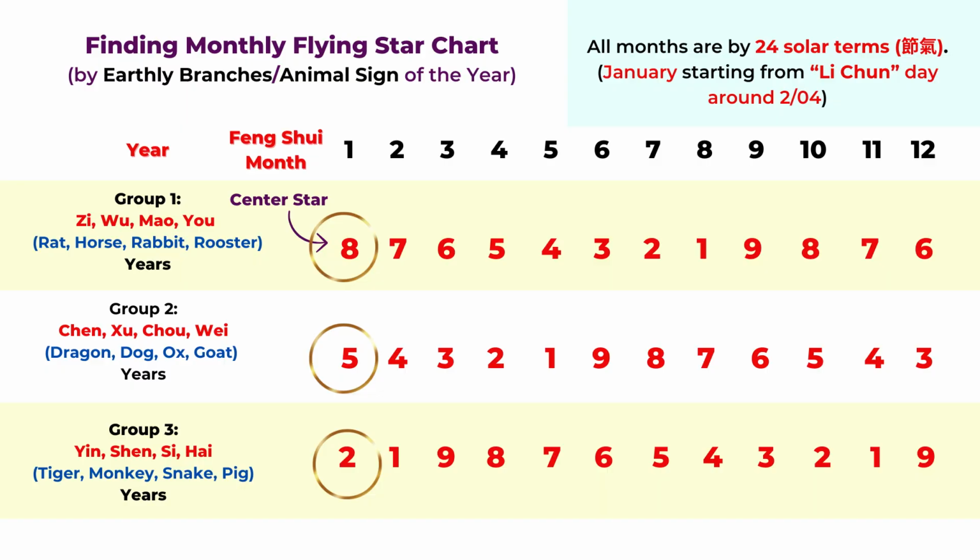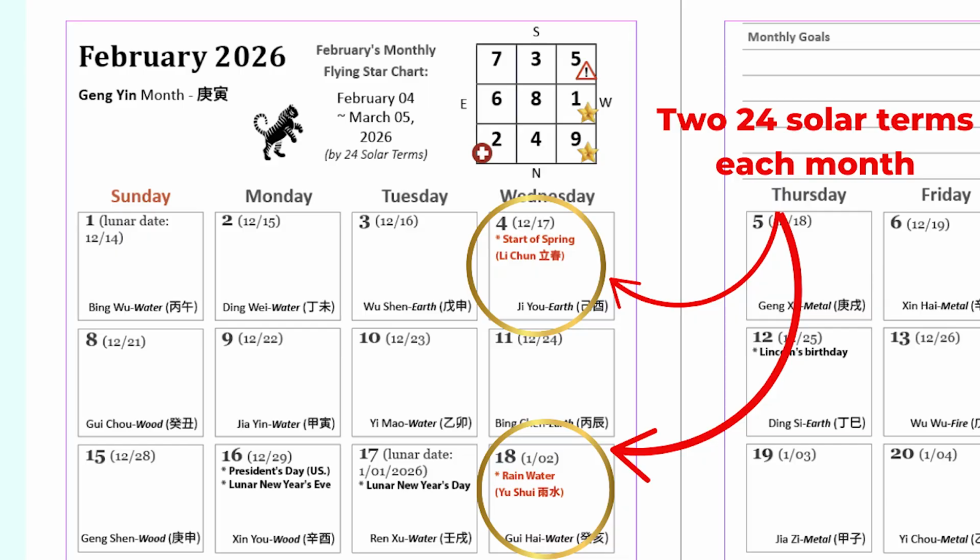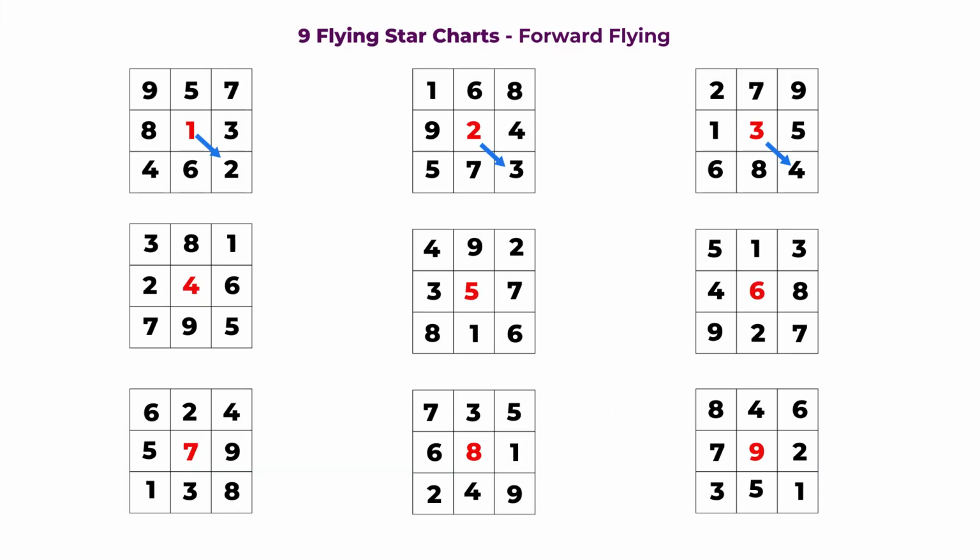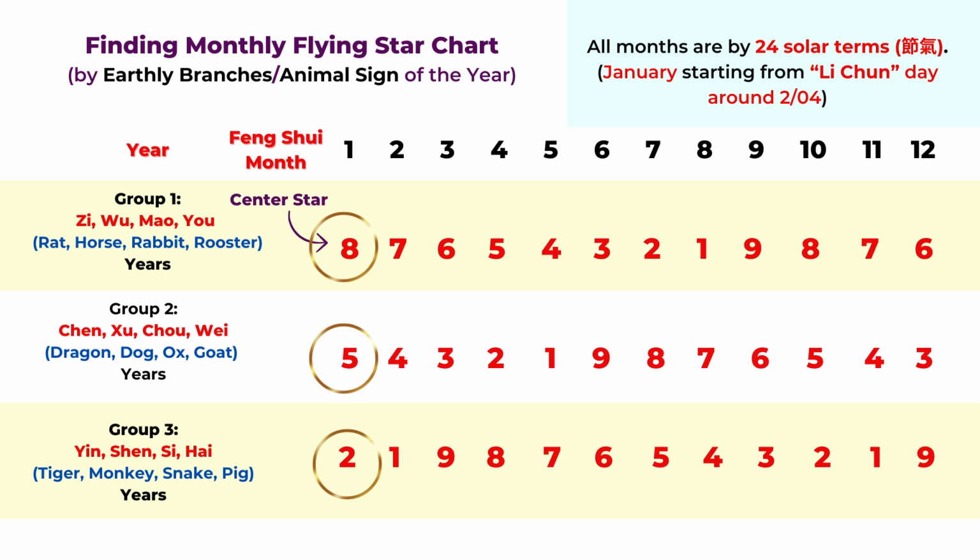Here is an example, February 2026. The center of the flying star chart is the number 8 star. Once we know the star in the center, we can refer to the 9 flying star charts again to find the star locations. So for group 1, the center star of the first month is number 8. And for group 2, the center star of the flying star chart is number 5.